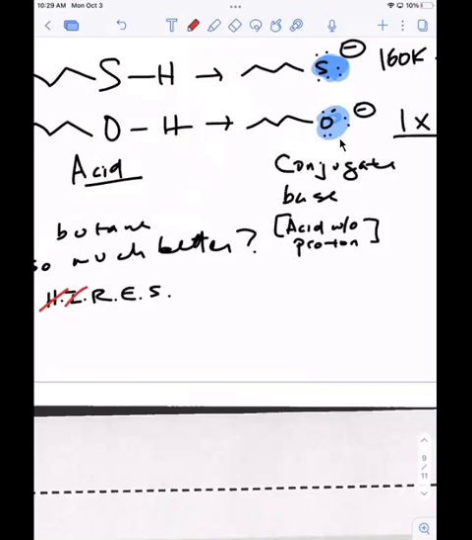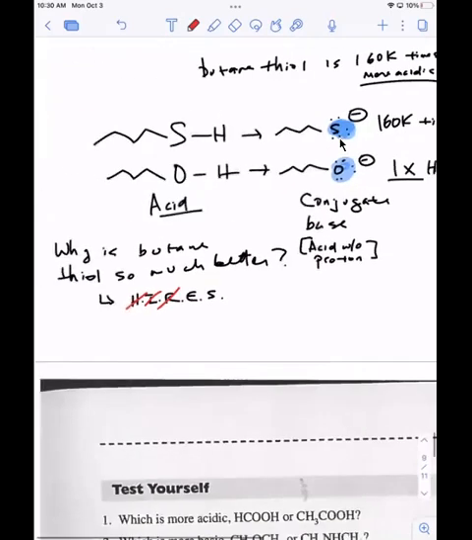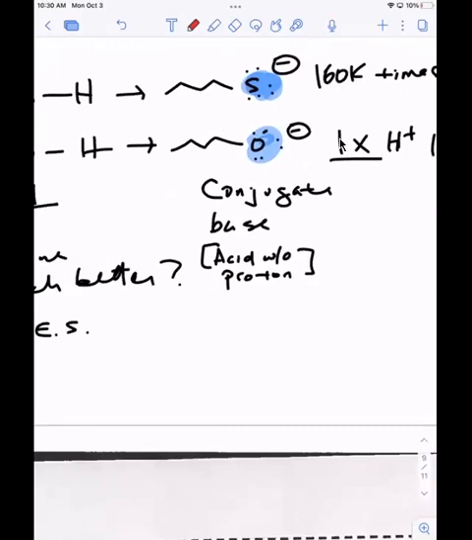Neither can do resonance, am I right? They're both donors, but they don't have acceptors near them. Is that right? So resonance is not the advantage. All right, now we're down to, what's the E for? Anybody? Electronegativity. Electronegativity, good. Check the periodic table and tell me which is more electronegative.